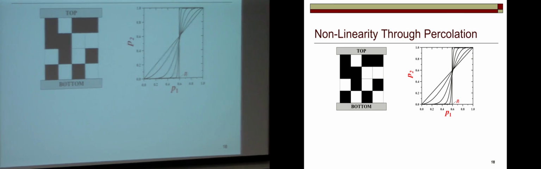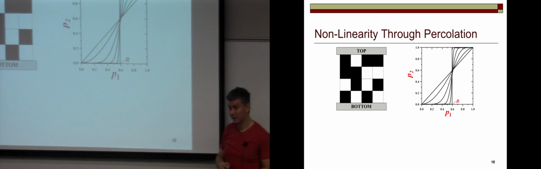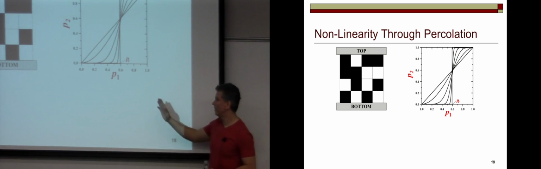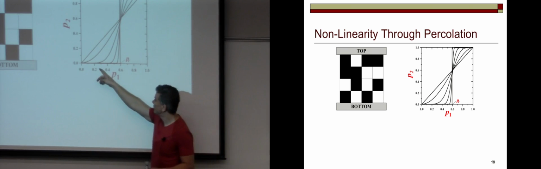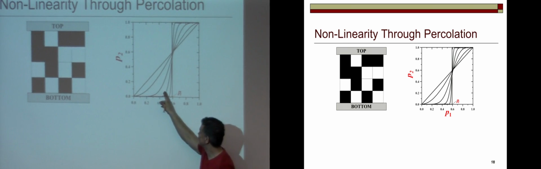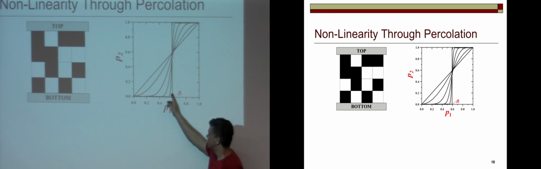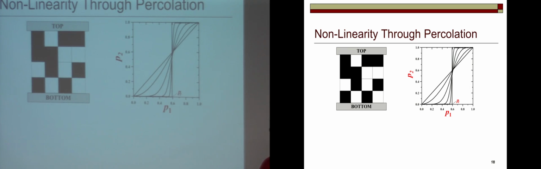So why a straight line? Because the global connection is the same. Exactly. So here, P1 is P2, so it's just a straight line. But as we go to, I can't remember what these are, maybe 4, 8, 16, 32, and this is infinity. You can see that it doesn't take many switches before you start to get a nice nonlinearity.